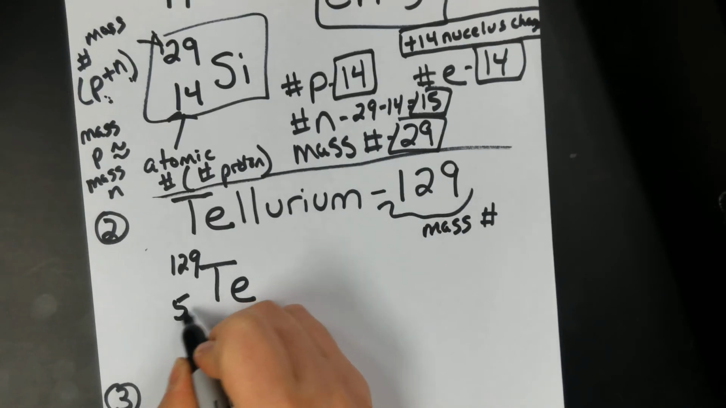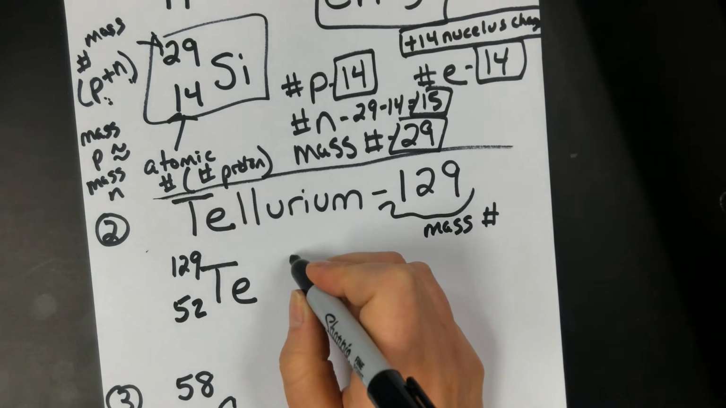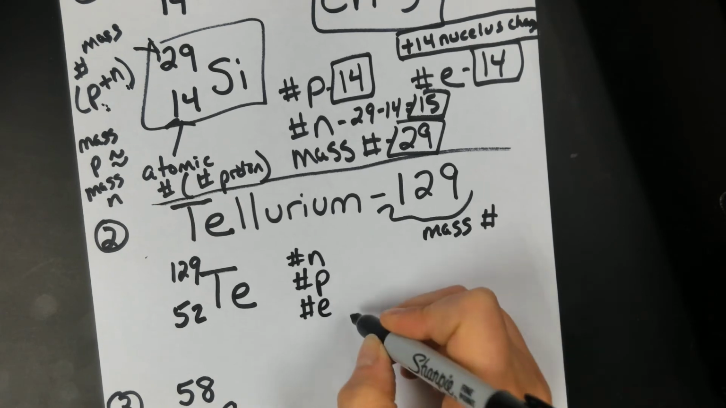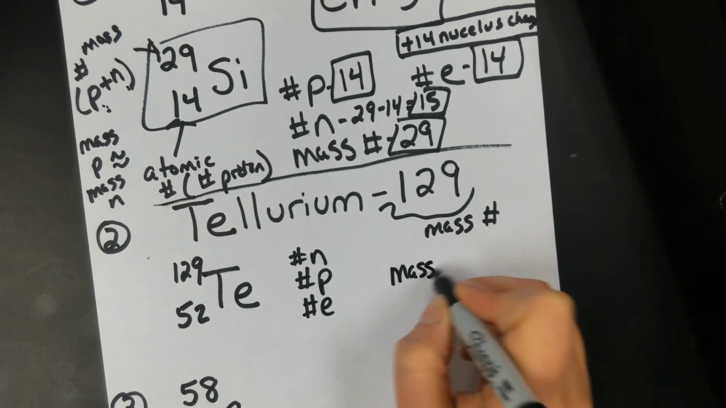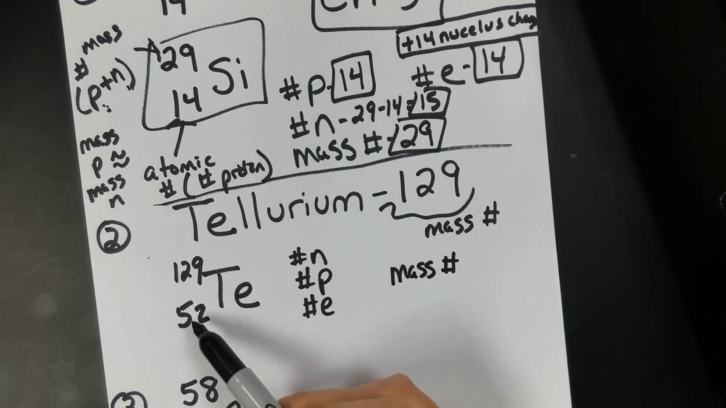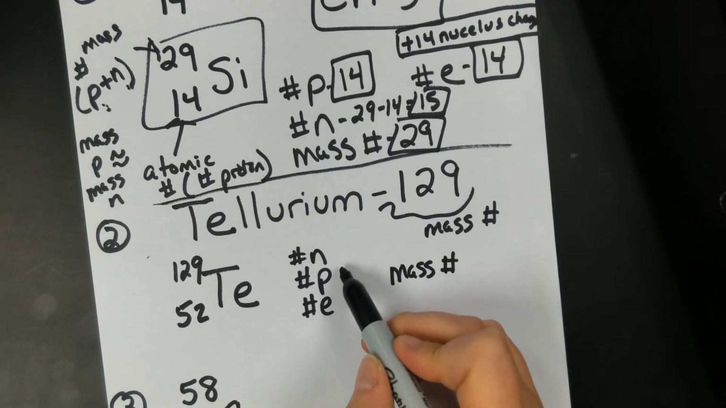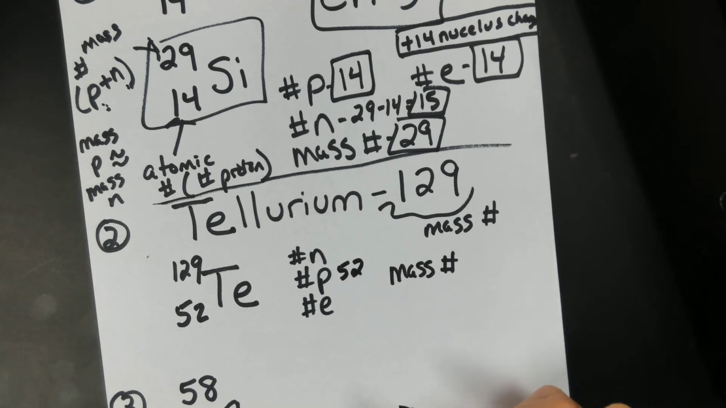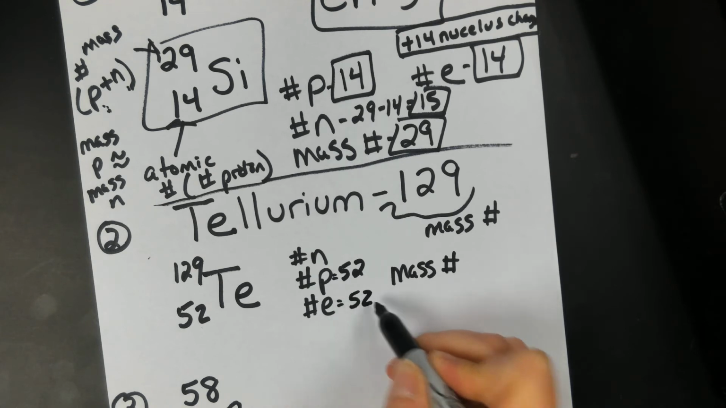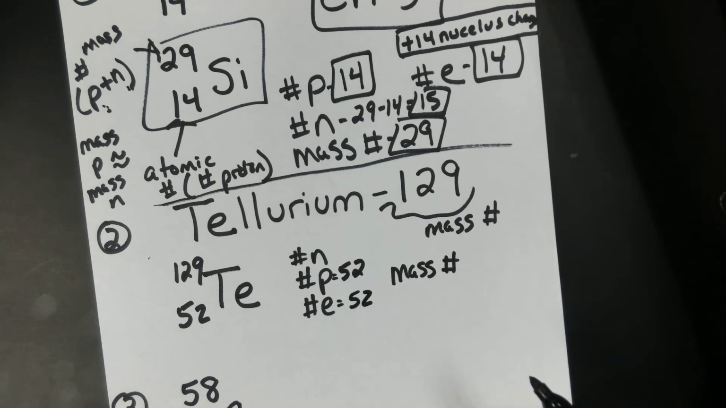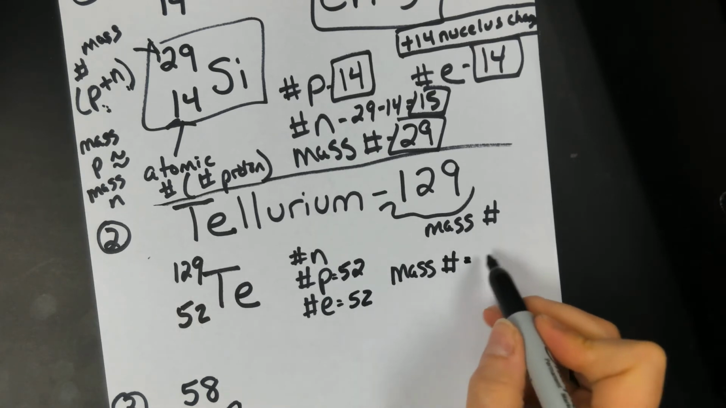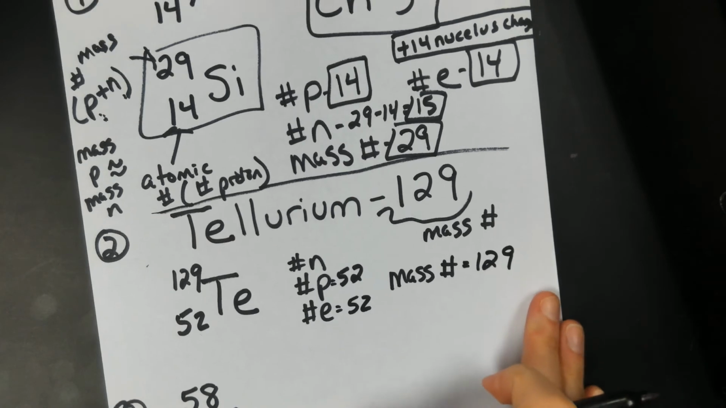So we're getting ahead of ourselves here because it's kind of exciting. So number of neutrons, number of protons, number of electrons, and then I need mass number. All right. So from this, we could very easily identify a couple of these. 52 is the number of protons. So it must also be the number of electrons. The mass number is this given number here at the top left. So 129 for this situation.